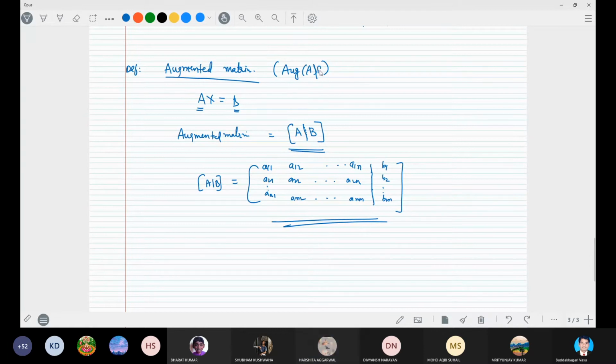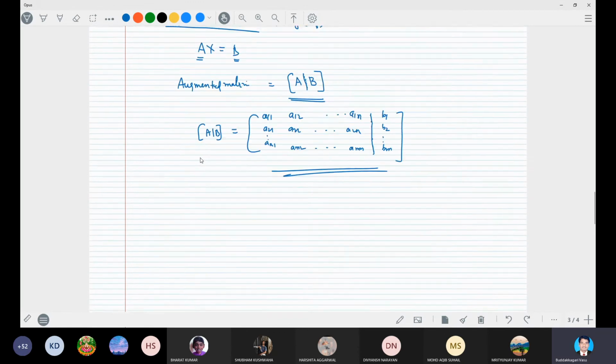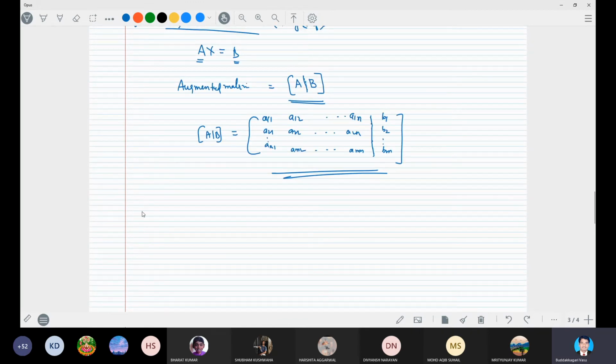No, sir. So you know how we are writing the augmented matrix from the system: the A and B matrices are clubbed together. We form a new matrix using the coefficient matrix and the RHS matrix. Okay, that's all. Now let's see the nature of the systems.